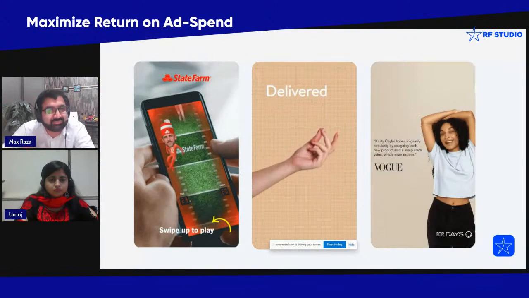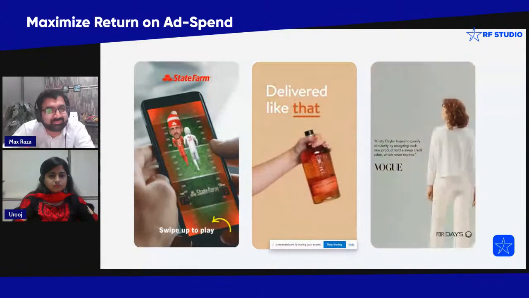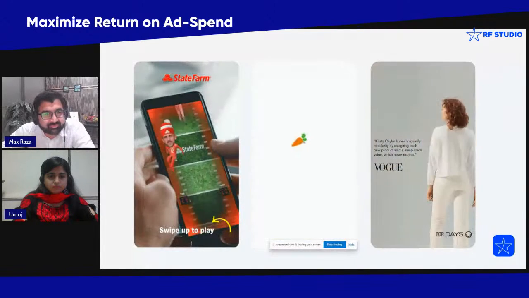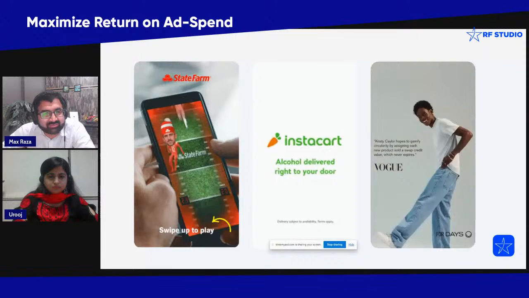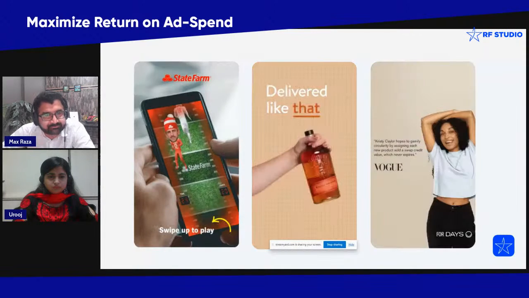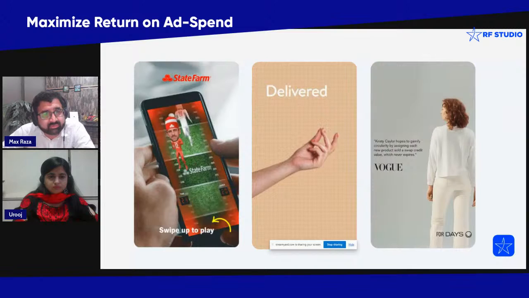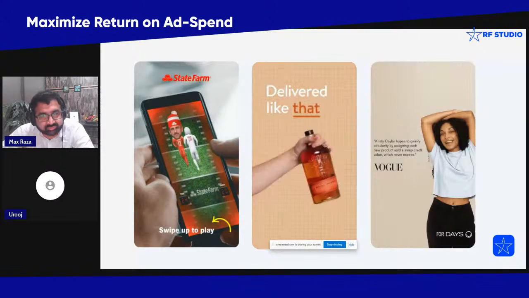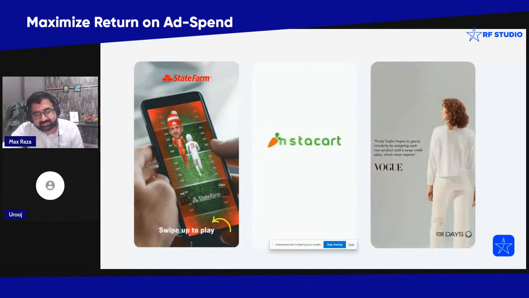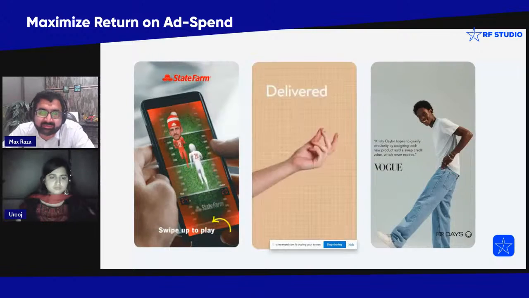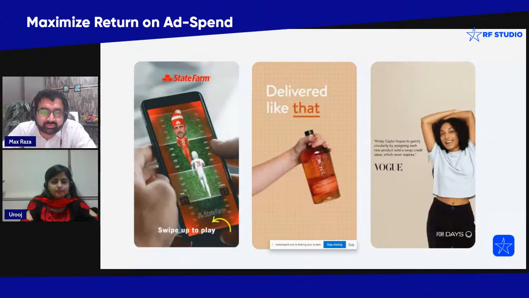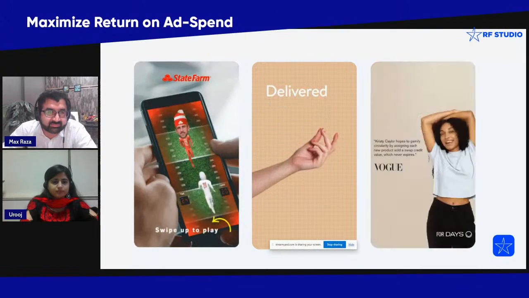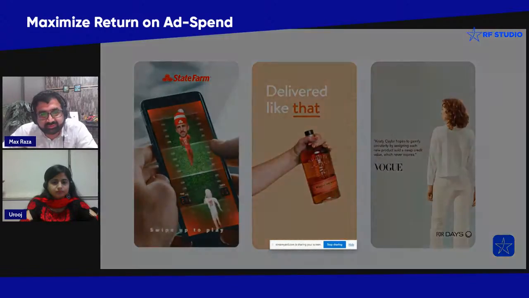Now the website has to also fulfill these promises. Like in case of Instacart, what is their promise? Delivered like that. They're marketing that they can instantly deliver things. And also State Farm is talking about a play game. Vogue is talking about a couple of creative looks that you can acquire. So the promise is there in the creative. The landing pages have to fulfill those promises. So when the user goes there, they would like to be immediately greeted with a similar experience, for them to make sure that they check out.